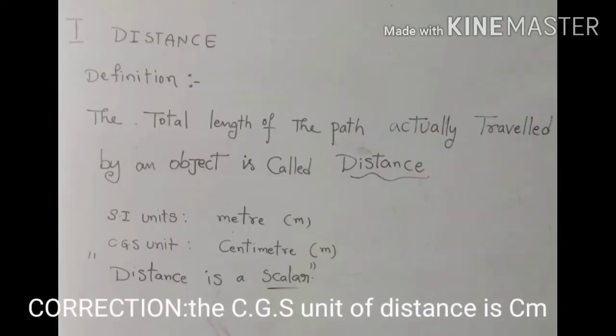Number one, definition of distance. Distance is the total length of the path actually traveled by an object. I am repeating, the total length of that path is called distance. Distance is measured in meters in the SI system, and in the CGS system, the unit is centimeters. Distance is a scalar physical quantity.